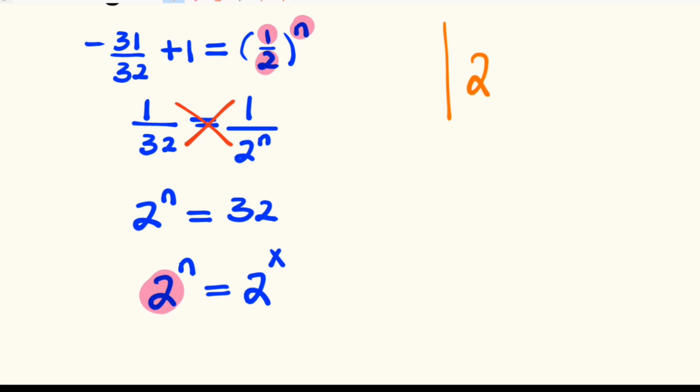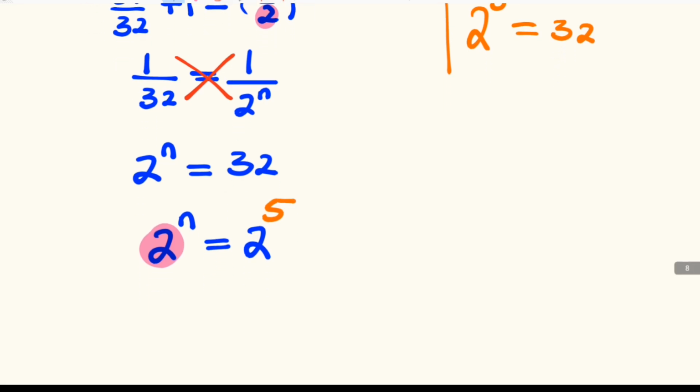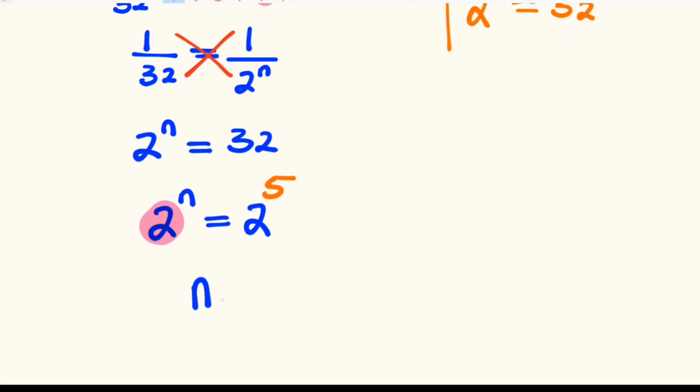So let's try 2 raised to the power 6, and 2 raised to the power 6 is equal to 64, and 2 raised to the power 5 is indeed equal to 32. So in the place of the x, we substitute 5, and since the bases are the same, for this equation to be balanced, the exponent has to be equal. So n is equal to 5.